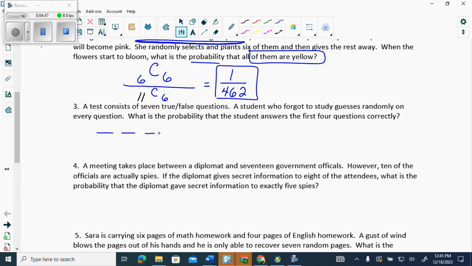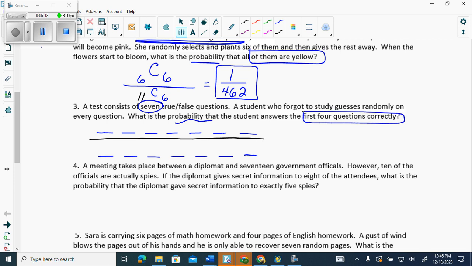1, 2, 3, 4, 5, 6, 7. Then I have my denominator. If I have 7 blanks in my numerator, how many do I have in my denominator? 7. 1, 2, 3, 4, 5, 6, 7, because it says there's 7. Now here it says, what is the probability that the first 4 are correct? So probability, first 4 correct.